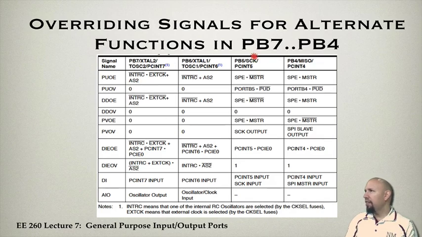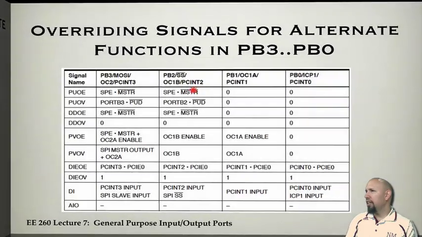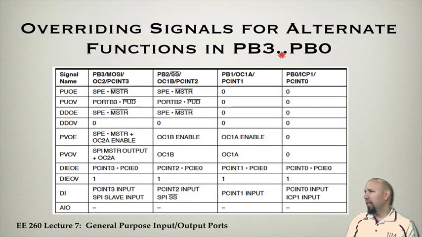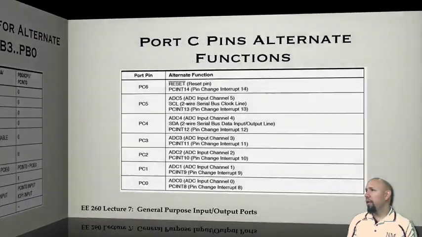So you need some way of being able to switch between all those different functions. This is what we have for pins 4 through 7, and then we have a similar set of things for pins 0 through 3. First set, second set. Anyway, there's a lot going on here in terms of specifying these alternate functions. So that's what's going on for port B.